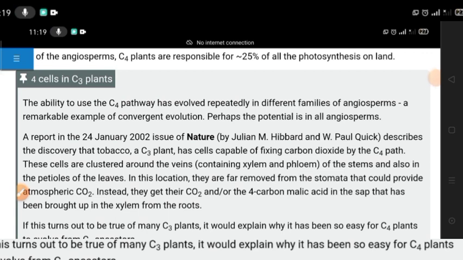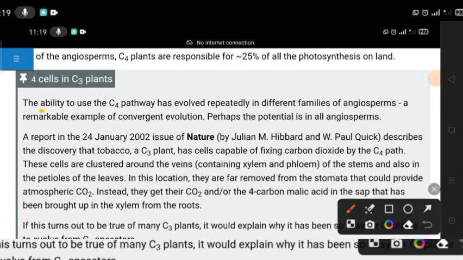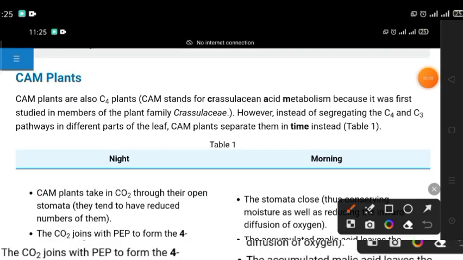The ability to use the C4 pathway has evolved repeatedly in different families of the angiosperms, which is remarkable. Hi, today our topic is about CAM plants.